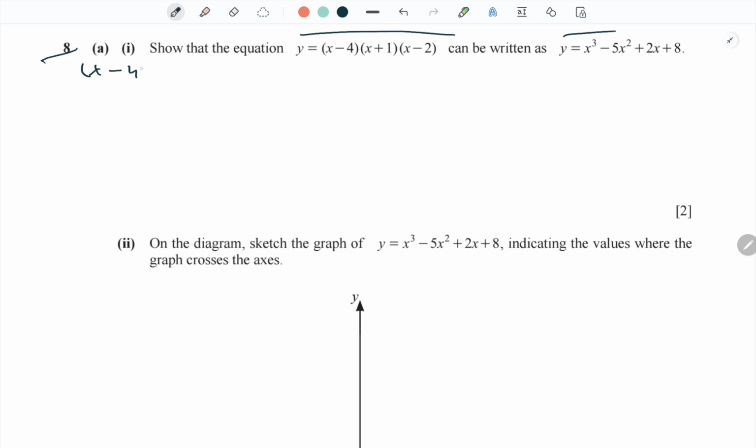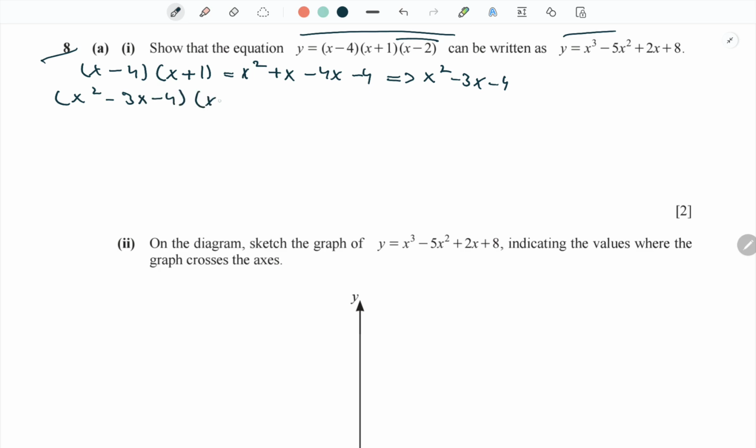So x minus 4 and x plus 1 equals x times x square, then x times 1 we have 1x, then negative 4x, and then negative 4 times 1 we have negative 4. So this becomes x square minus 3x minus 4. Now we multiply this by x minus 2, right? So x square minus 3x minus 4 multiplied by x minus 2.